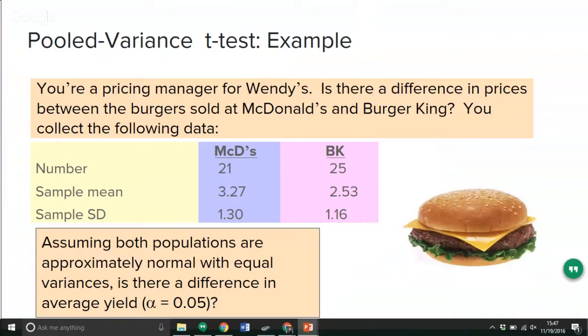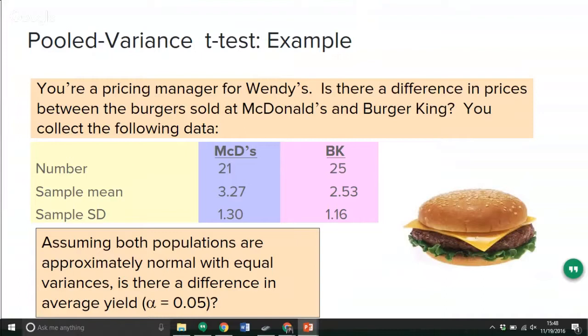McDonald's looks like it's more expensive than Burger King. The sample mean is much higher than Burger King's, about 67, was it 74 cents more. And the standard deviation is a little bit higher as well, so there's more variance around it. So we need to test statistically whether or not these are independent, right? You can't be a burger at McDonald's and a burger at Burger King. You're either one or the other.